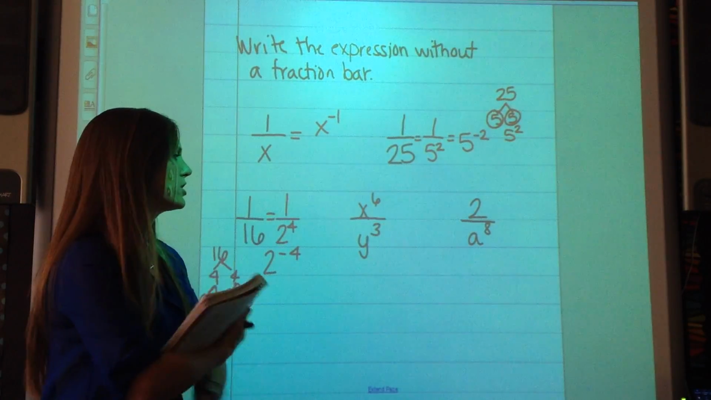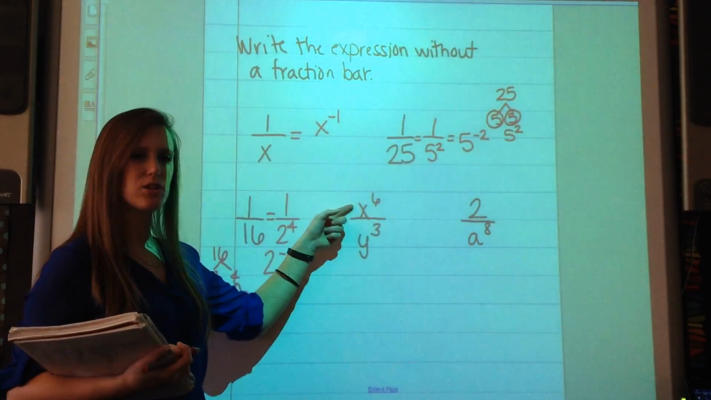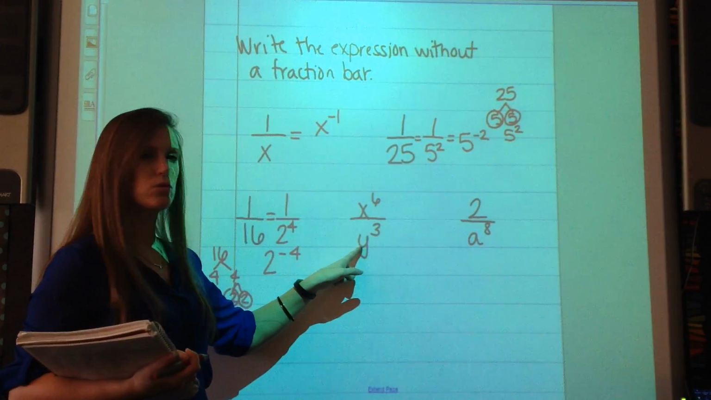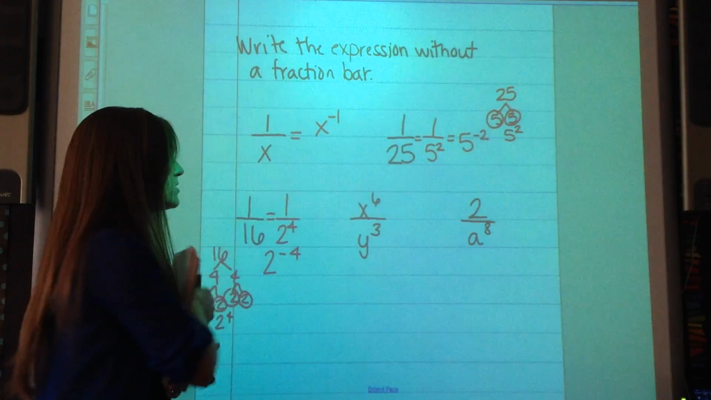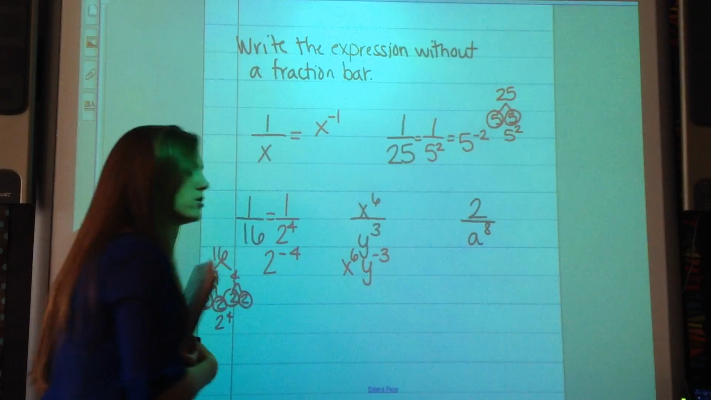This second fraction. This x to the 6th is going to stay in the numerator. I don't need the fraction bar to write that. I have to move 3 cubed. So I'm just going to move that to the numerator. And when I move it to the numerator, you get a negative exponent.